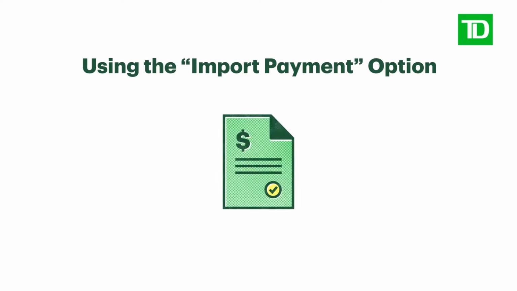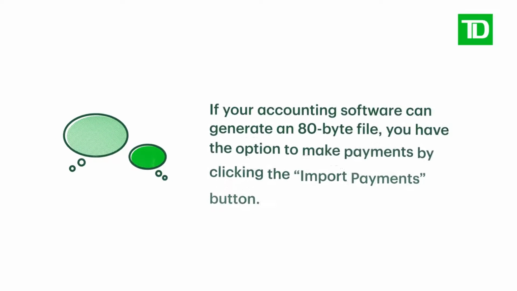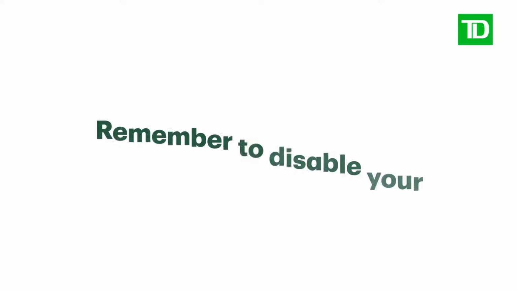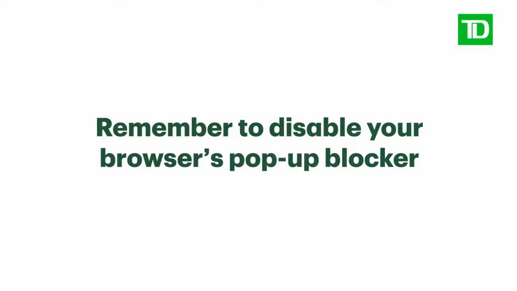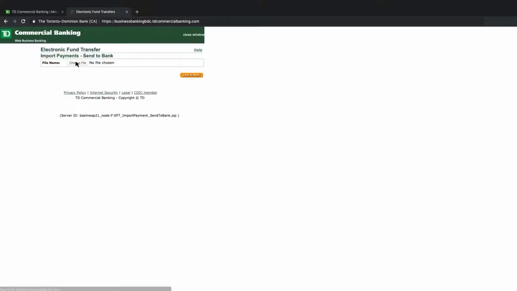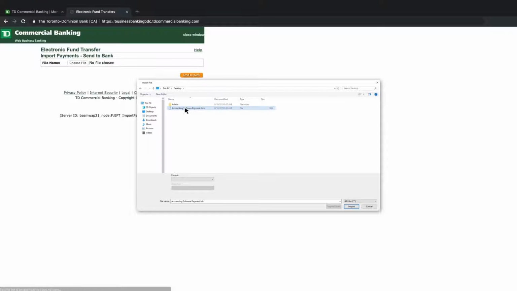In this section, we'll cover how to make a payment using the import payments option using TD's EFT service. If your accounting software can generate an 80-byte file, you also have the option to import your payment by clicking the Import Payments button. Before you begin importing, double-check that you have disabled your web browser's pop-up blocker. Once you click on Import Payments, a pop-up window will appear, allowing you to browse for your file. Choose the file that you would like to import and click Send to Bank.